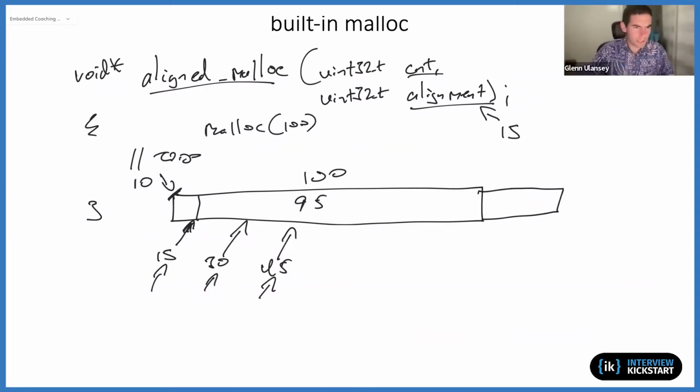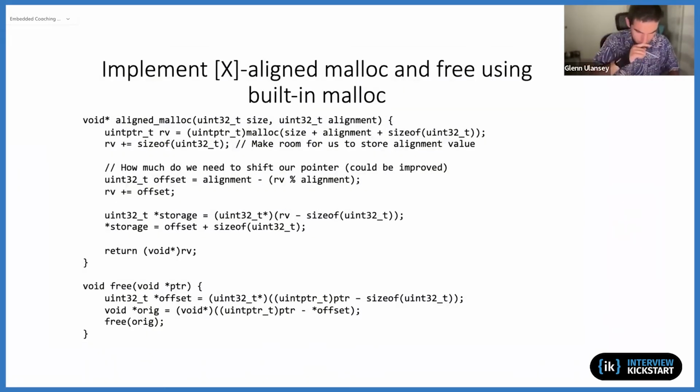We're running low on time, so I'm going to make this slightly less interactive and just jump to some code that I had written. This is my initial instinct for what code I would write to implement aligned malloc and free. This should be aligned free.